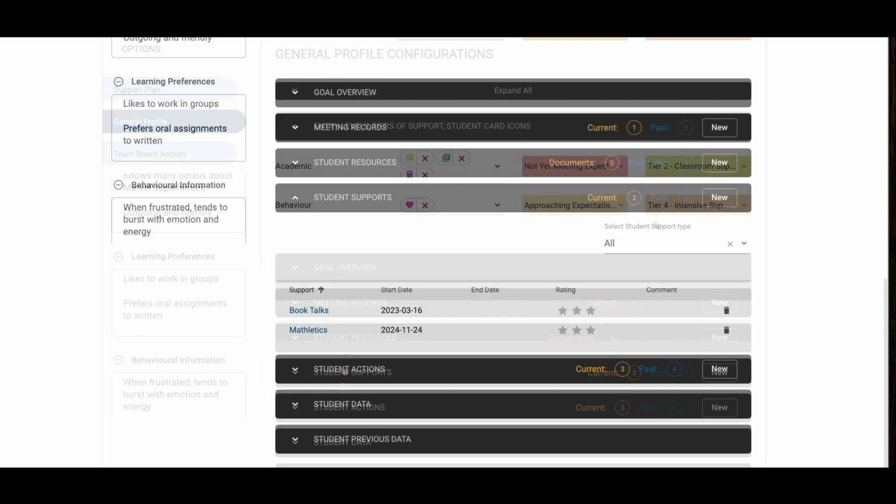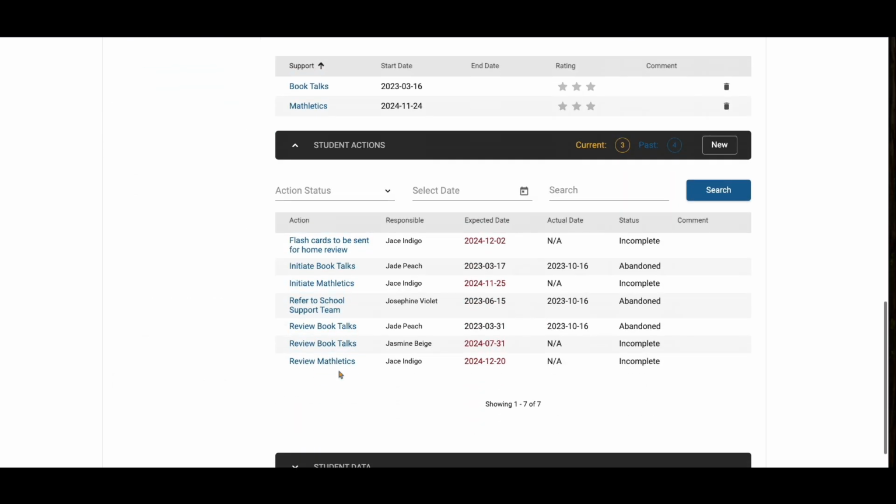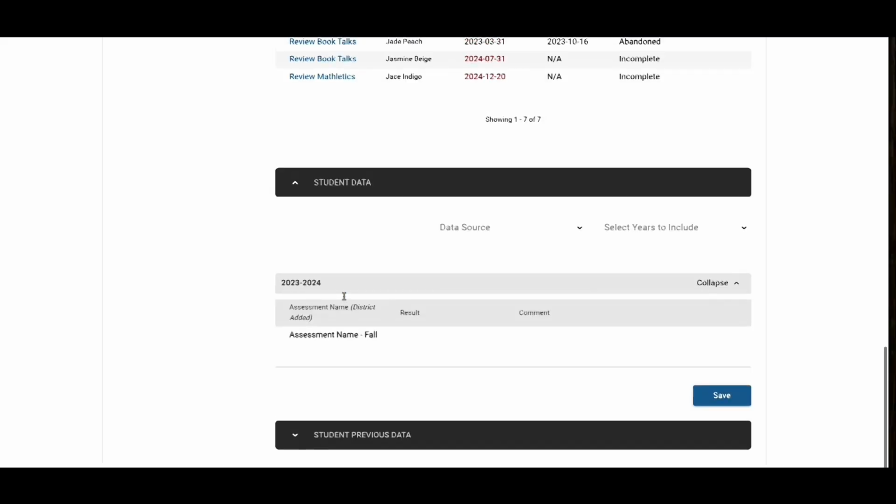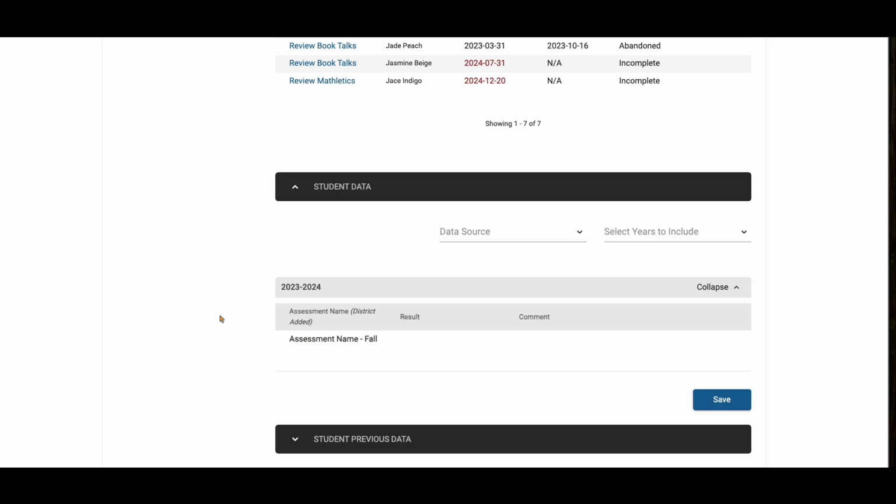Supports and actions can be reviewed for what is currently taking place, as well as what has happened in the past. Student assessment information, if recorded in the student data area within WeCollab, can provide evidence to inform the entry-level status and demonstrate growth over time.